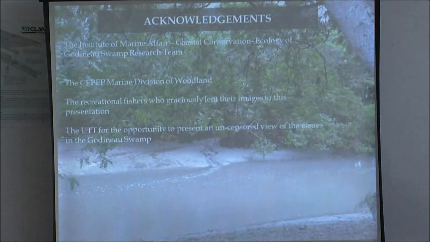I'd just like to acknowledge the Institute of Marine Affairs for the amazing work that they do. Sometimes they're acknowledged, a lot of times they're not, but they are responsible for collecting basic data, primary data about our marine and coastal ecosystems. And I was lucky enough to be working there since I left UWI. The Marine Division of Woodland, who do an amazing job, otherwise all that plastic would end up somewhere hitting on a prop, hanging up on a prop. The recreational officials who let me take their pictures. And the UTT, for the opportunity, and the UNDP, for the opportunity to present unbiased views on what I thought was going on at the Gordon River.